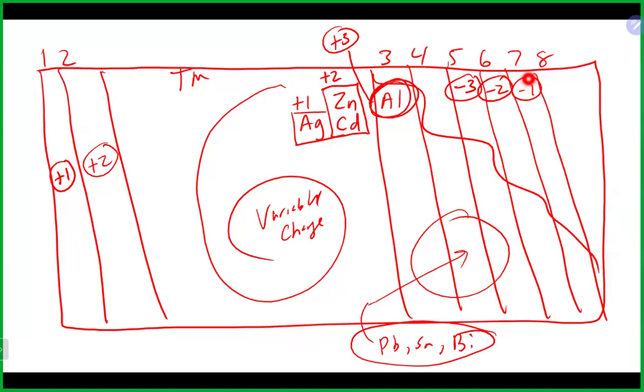So it's just that kind of backwards L here that has the fixed charges. And again, transition metals have a variety of charges. Any questions on that there? Okay.